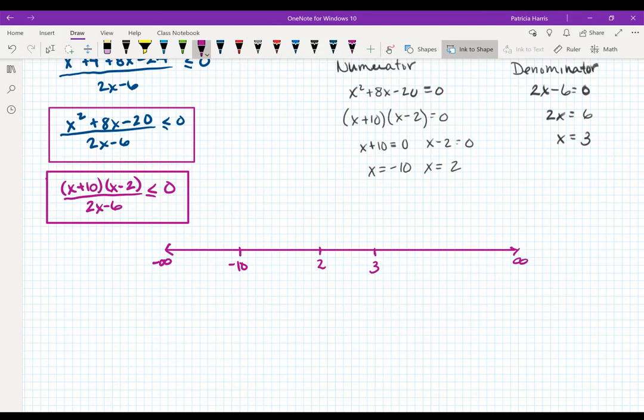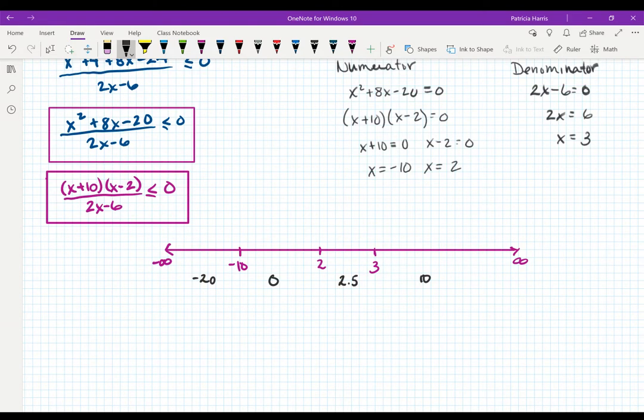The numbers that you choose are up to you, but I would highly recommend to make your life as simple as you possibly can. So if I'm going to choose between negative infinity and negative 10, I'm going to go negative 20. Then between negative 10 and positive 2, let's go 0. Between 2 and 3, I'm going to go 2.5. And then between 3 and infinity, I'm going to go 10.